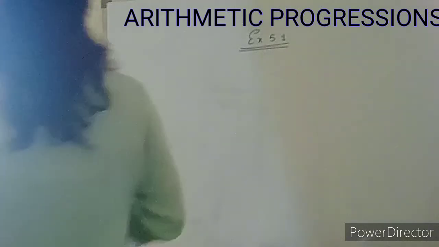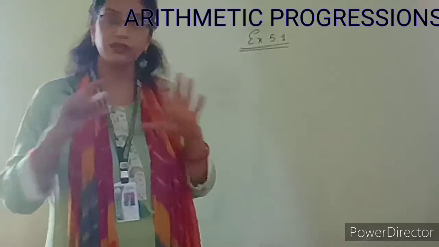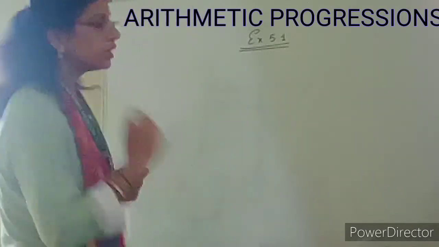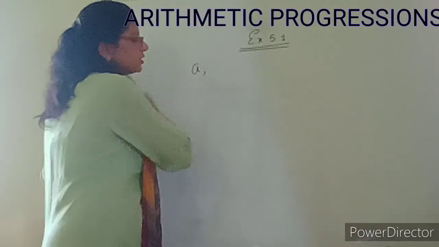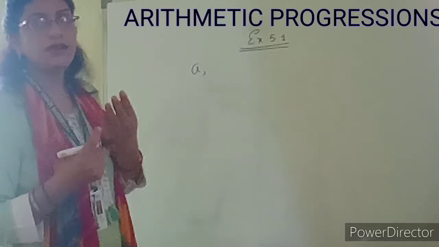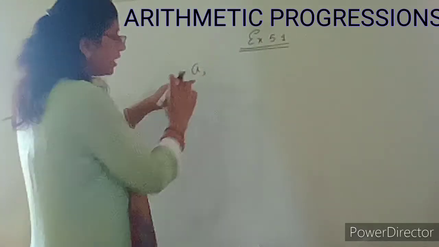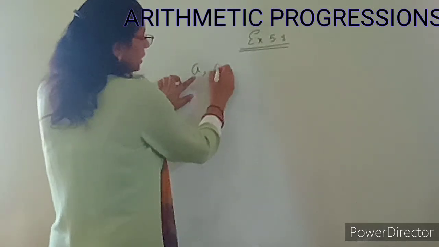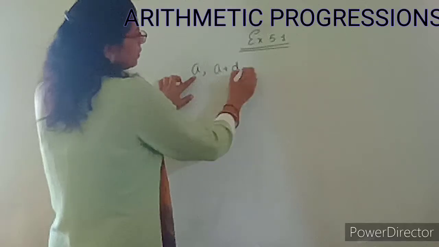So dear student, before doing the exercise 5.1, let us see what is the general formula of AP. I told you AP's first term is denoted by A. Every term is denoted by A1, A2, A3. Then the second term, how will you get it? When you add some difference in it. If I add some number in it, I will get the second term.